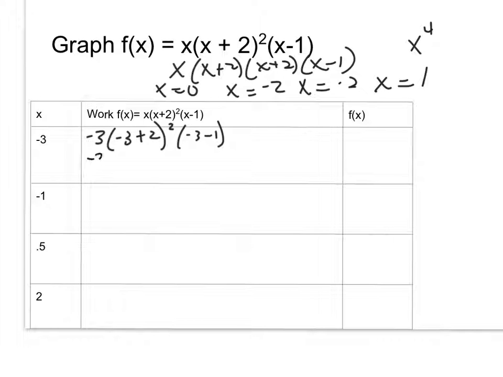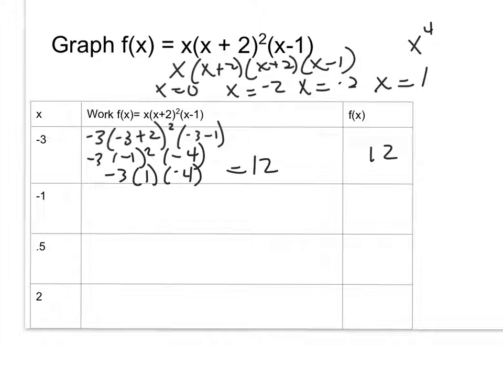Alright, so I will have negative 3 plus 2 squared times negative 3 minus 1... so negative 3, negative 1 squared times negative 4. So negative 3 times 1 times negative 4, and I will end up with a positive 12. My next number I'm going to put in is negative 1, so negative 1 times negative 1 plus 2, quantity squared, times negative 1 minus 1. So this will be negative 1 times 1 squared is 1, and negative 2. So negative 1 times negative 2 is positive 2.